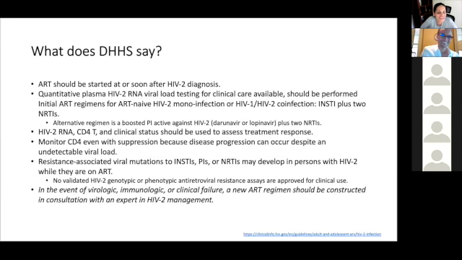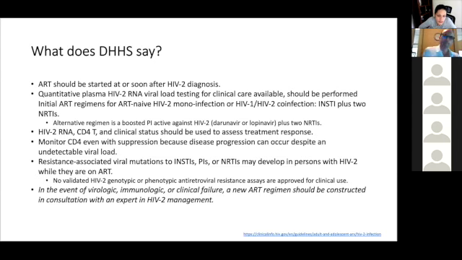So what does the DHHS say? Our golden book for HIV management. Essentially, they recommend an INSTI plus 2 NRTIs, not really based on a ton of data, but based on these two small trials that Matthew just went over. And then an alternative regimen is a boosted PI, either darunavir or lopinavir plus 2 NRTIs.